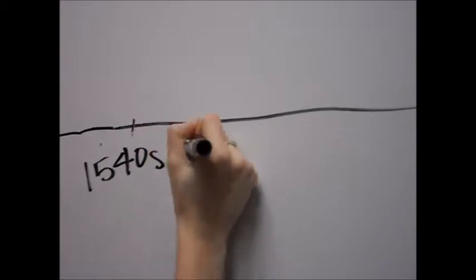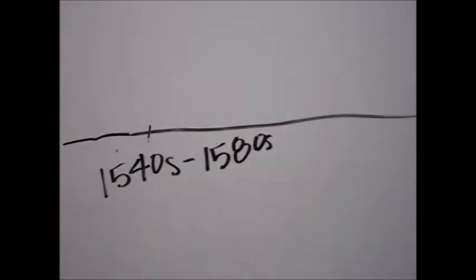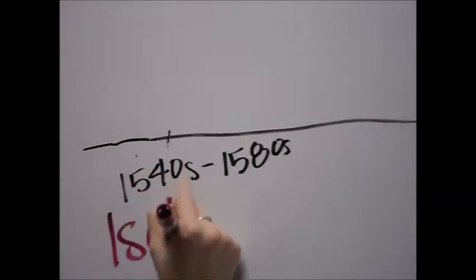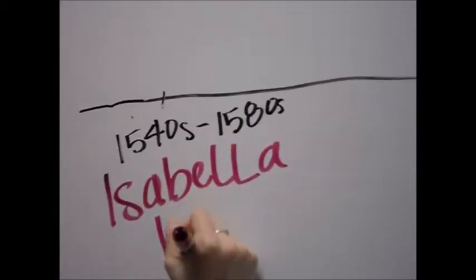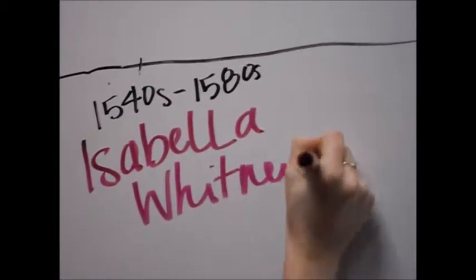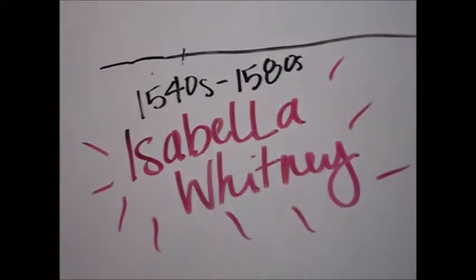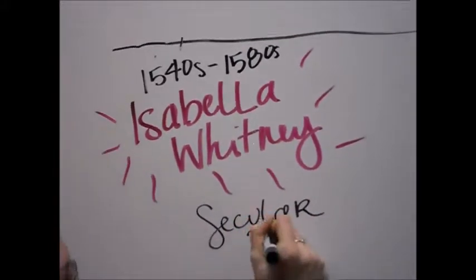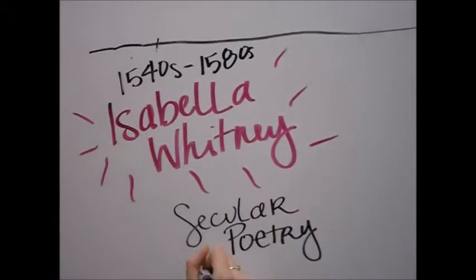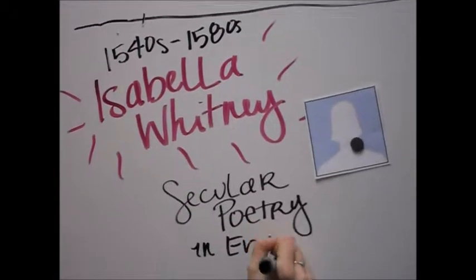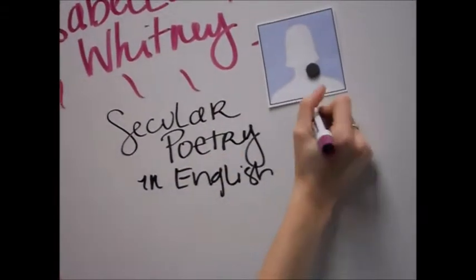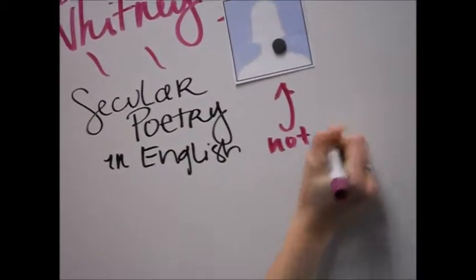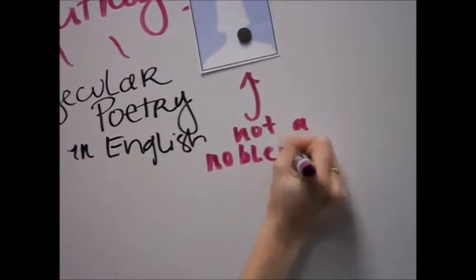Isabella Whitney was born in England, perhaps in London sometime in the 1540s, and is believed to have died in the 1580s. She is the earliest identified woman to have published secular poetry in English. Important to note is that Isabella was not a noblewoman, but is thought to have been a member of the minor gentry. She wrote poetry to support her income. Her poetry contains some autobiographical information. More importantly, it contains opinions on controversial issues of the time, such as class consciousness and political commentary.